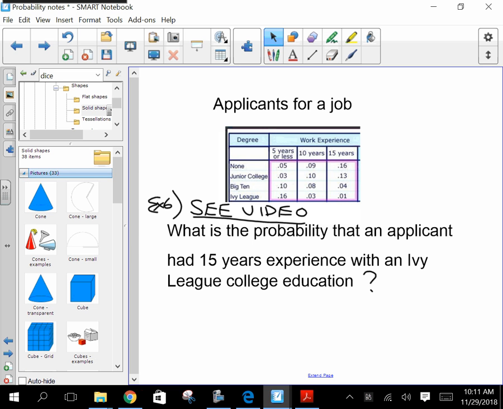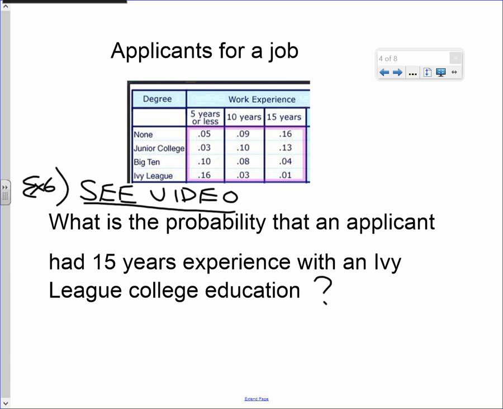You're the employer at a corporation. You're a manager, and you have to sift through thousands of applications for the best candidate, or perhaps a group of candidates, to get the best employee. A lot of applicants have been submitted, and here's the breakdown of the applicants. Out of all the applicants, these are probabilities here. What percent is this probability right here? We already went over that, right? That's 5%. So this means there's a 5% chance that an applicant had no college degree but 5 years or less experience. This is a 9% chance that an applicant had no college degree but 10 years experience for the job. And so on and so on.